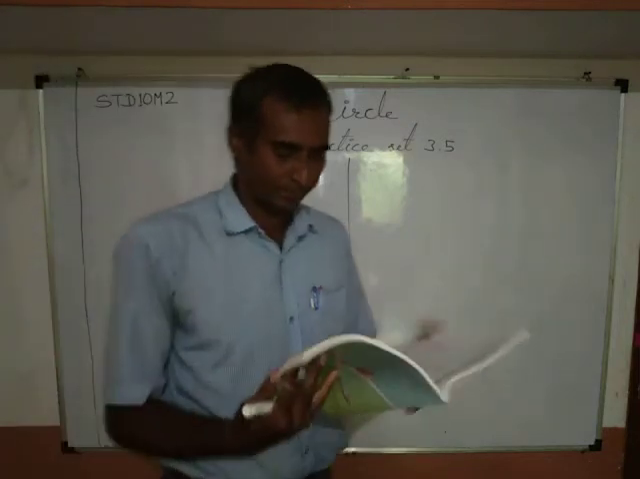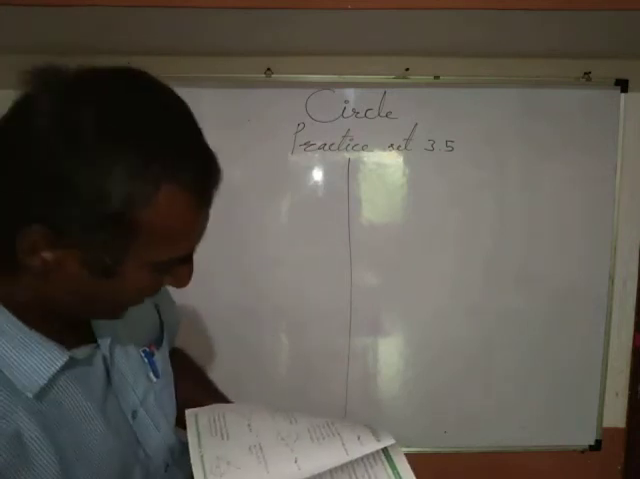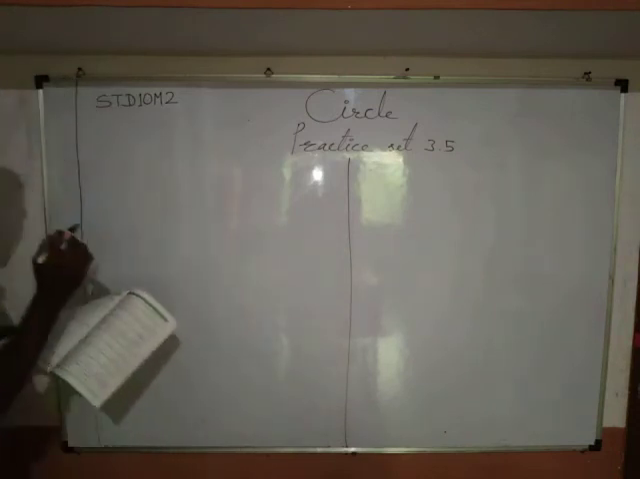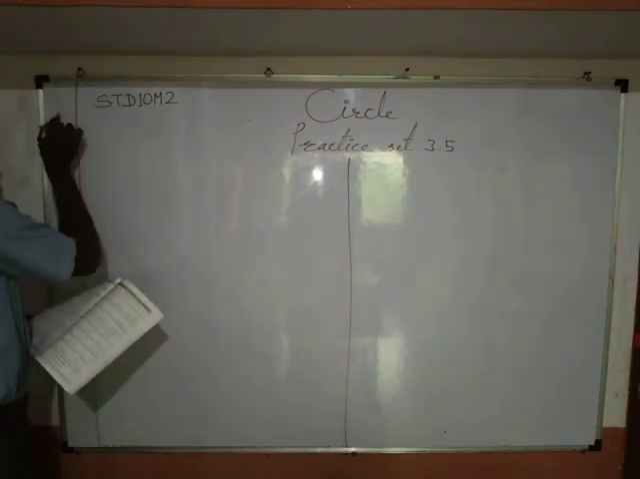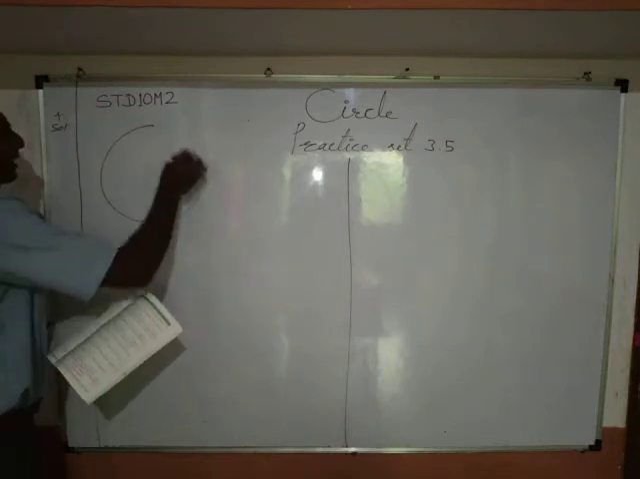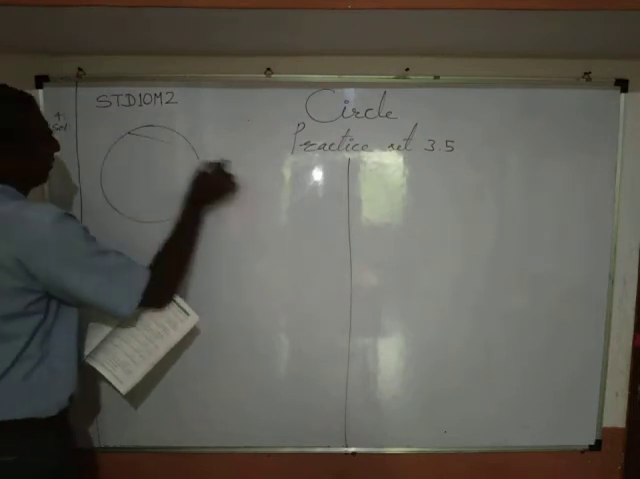Question 4. In the figure, if PQ equals 6, QR equals 10, PS equals 8, find TS. Solution. Let me redraw that diagram and mention the given information in it.